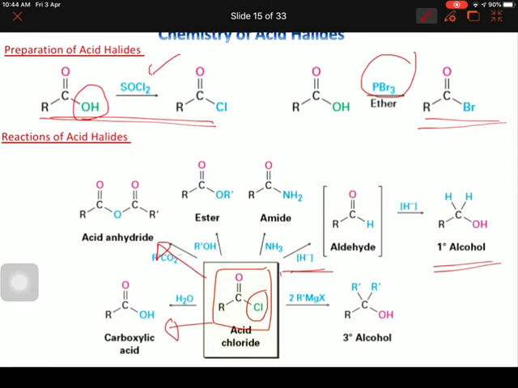Again, here I mention for the second time, reduction of a carboxylic acid derivative gives aldehyde because it's terminal, and reaction of a carboxylic acid derivative with a Grignard reagent is going to give alcohol or ketone. Now for the carboxylic acid halide, it is going to give alcohol. We need to be careful with this one.